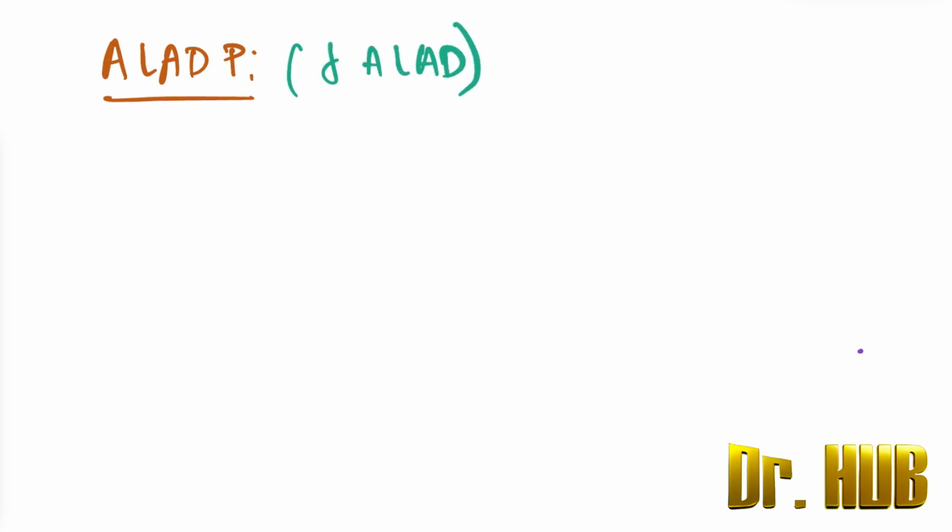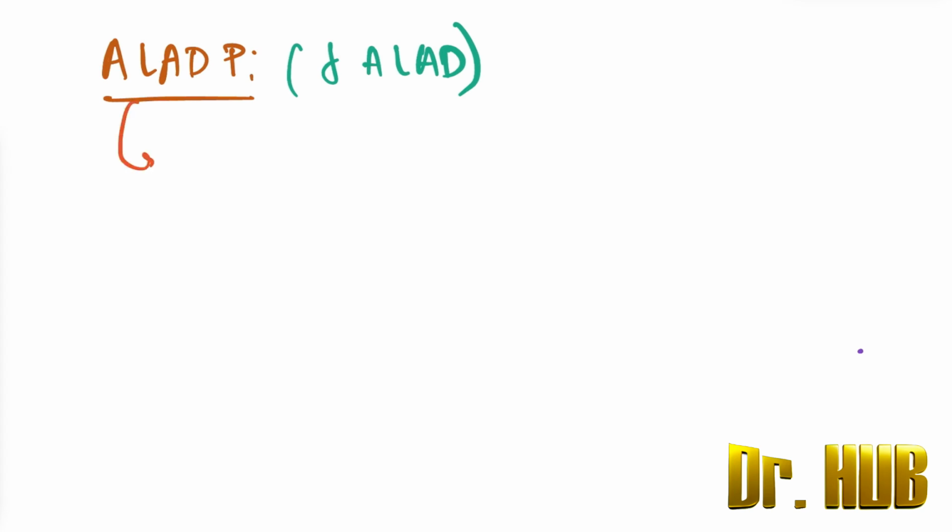Next, we move on to the aminolevulinate dehydratase deficiency porphyria. We are writing short forms because we have already discussed it, so we are writing it as ALADP. Here the deficiency is with the ALAD, that is the aminolevulinic acid dehydratase. We are writing it as ALAD.